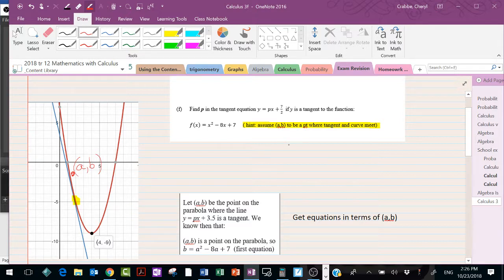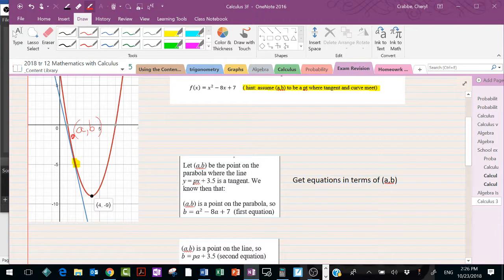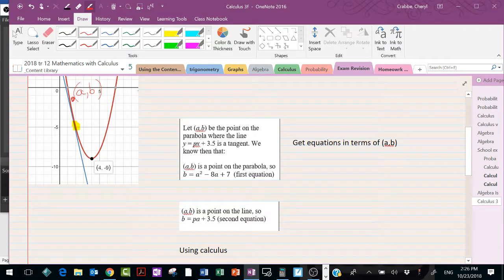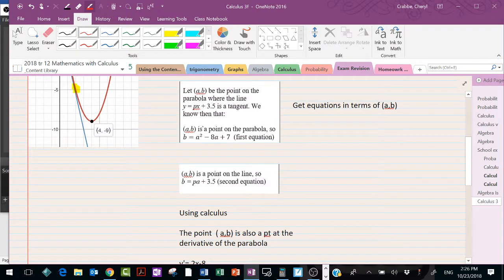If I'm going to make AB a point on the parabola and the line, then I can rewrite the equations. So let AB be a point on the parabola where the line y is equal to px plus 3.5 is a tangent. If that is true, then we know that AB is a point on the parabola. So we can just stuff those in for x and y, and we'll rewrite the equation. Instead of y, we'll put a b. Instead of x, we'll put an a. And basically, we want to get these equations in terms of the point, in terms of a and b, so that we can solve and find p.